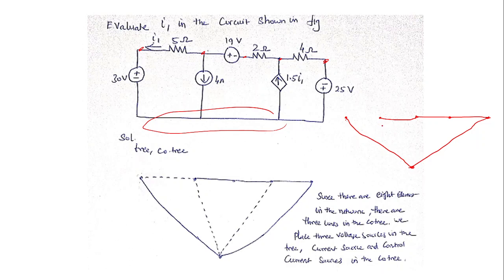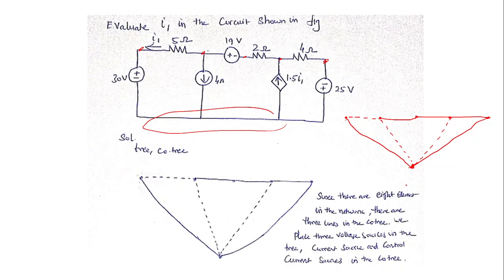The branches which are not available in the tree but are available in the graph, I am going to call the co-tree. So this is not available in the tree. I am drawing the co-tree using dotted lines. The 4 ampere source: all the current sources should be kept in the co-tree. So the dotted lines represent the co-tree. This is one of the links in the co-tree.